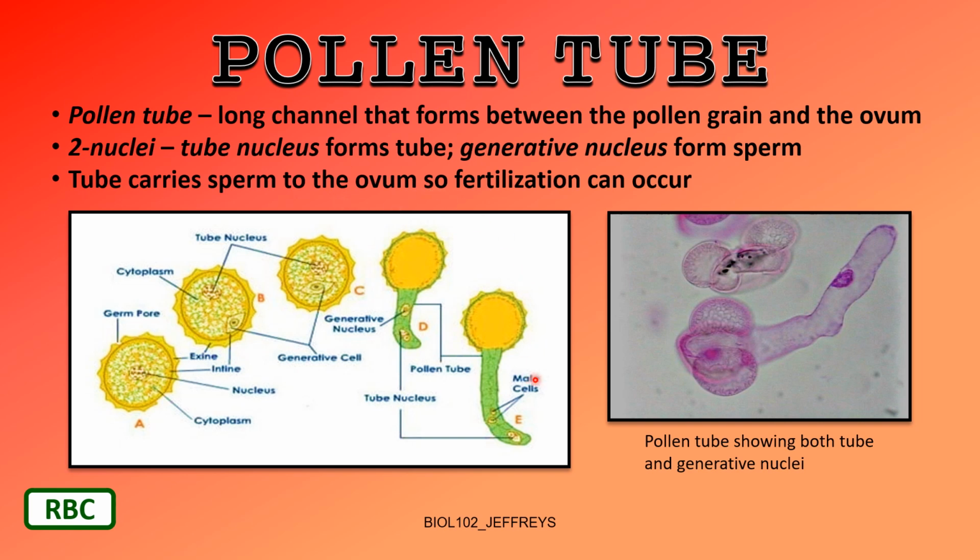And so here is a micrograph of a pollen tube, and you can see the pollen grain here and the formation of the tube going on there. And this would be the tube nucleus there. And back here, it's kind of hidden behind the structure, but that is the generative nucleus. And once the tube nucleus again reaches the ovum, then the generative nucleus will make its way down the tube, subsequently dividing into the two sperm cells.